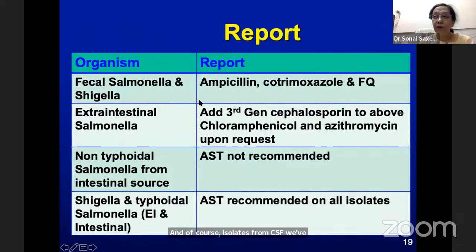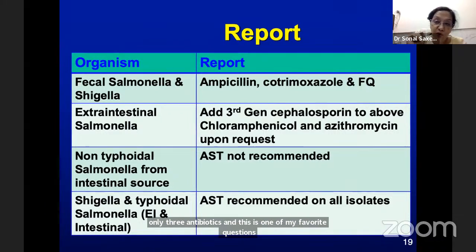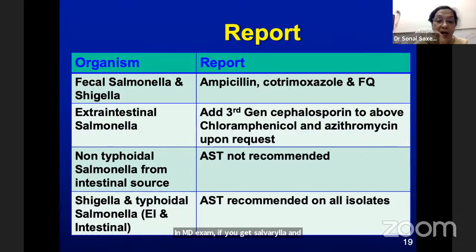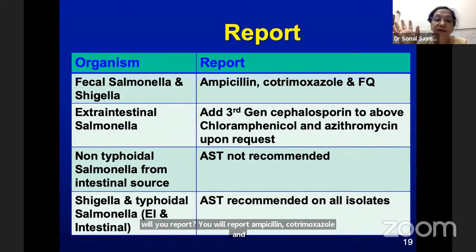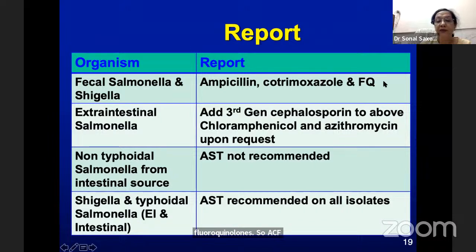Again, fecal, what do you report then? If you have a fecal Salmonella and Shigella, report only 3 antibiotics. And this is one of my favorite questions in MD exam. If you get Salmonella and Shigella from stool, what will you report? If you get it from blood, what will you report? You will report ampicillin, cotrimoxazole, and fluoroquinolones. So ACF, always remember it is fecal, it is F. Salmonella has an A, so you think of A, and a C is another one which you can add. So ACF, you report for fecal Salmonella and Shigella.